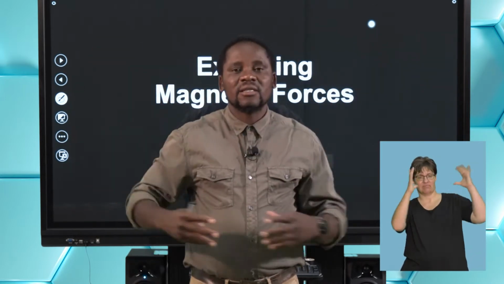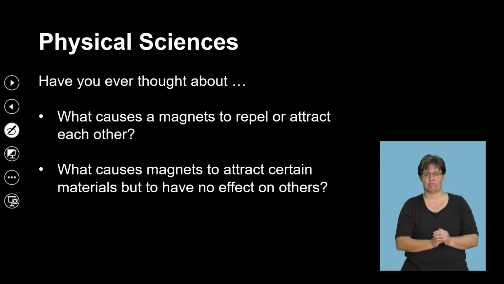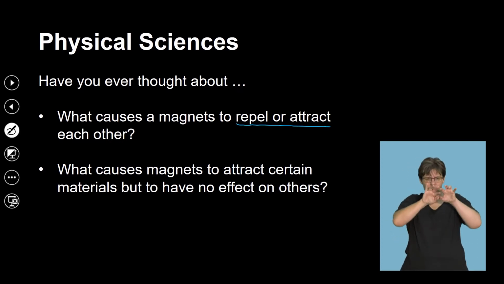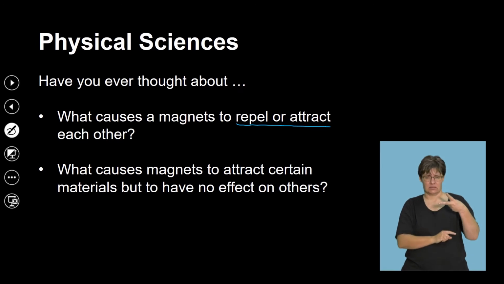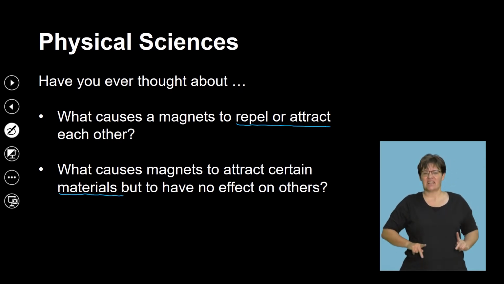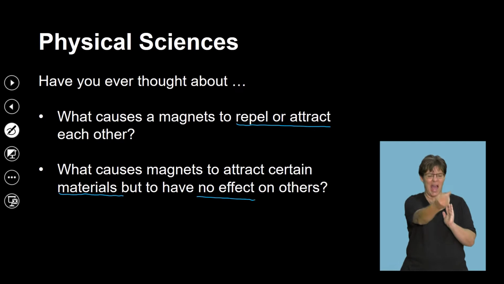The big idea is where we're going with the concepts of magnetism. So the thinking exercise is something that's going to guide our discussion today. This is the thought for the day. Have you ever thought about what causes magnets to repel? So it talks about repulsion and attraction between two magnets that interact with each other. And number two, what causes magnets to attract certain materials? So this is talking about the materials, which has a lot to do with the physical properties. So it says what causes magnets to attract certain materials but have no effect on others. So the no effect, again, is in terms of classification. We are looking at magnetic and non-magnetic materials. So this is the big idea.